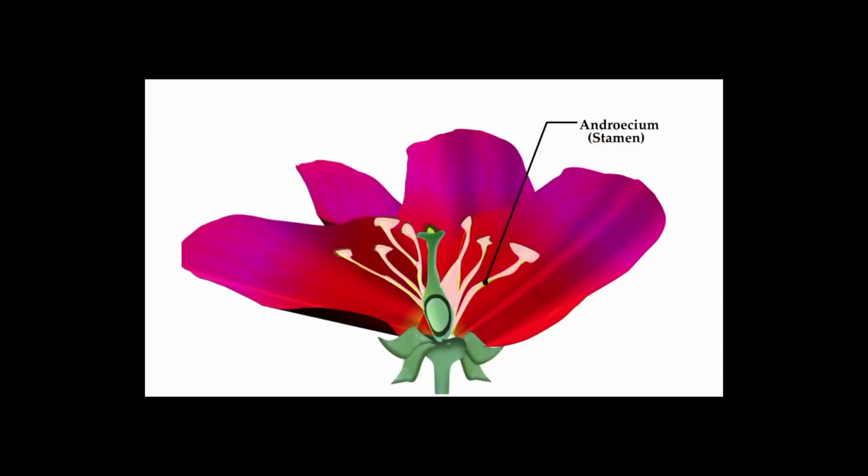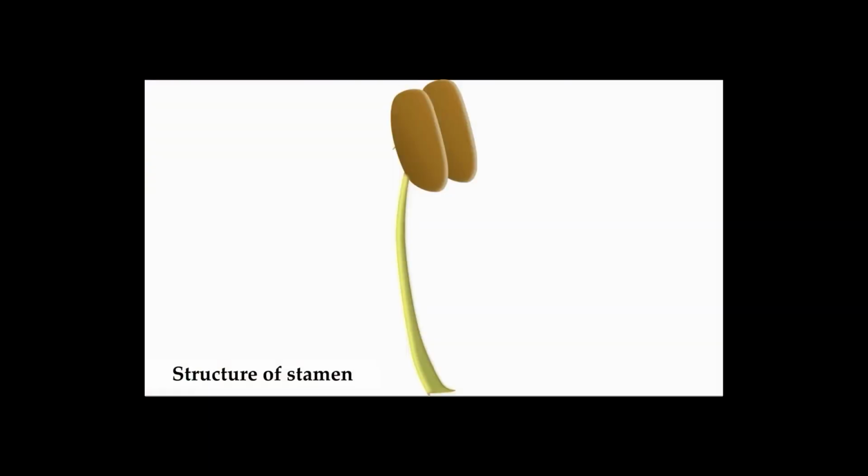If I talk about the stamen, the stamen is the male reproductive part of the flower. It consists of anther and filament. The anther contains pollen grains, which are haploid in nature.